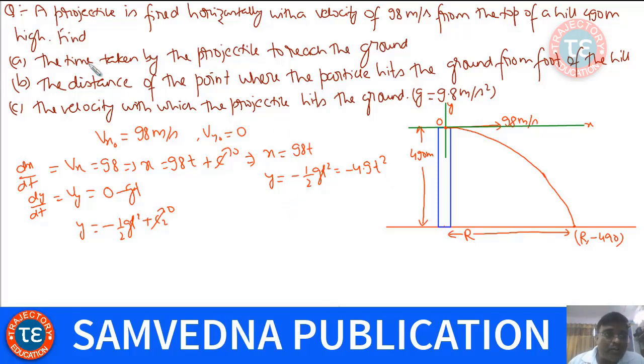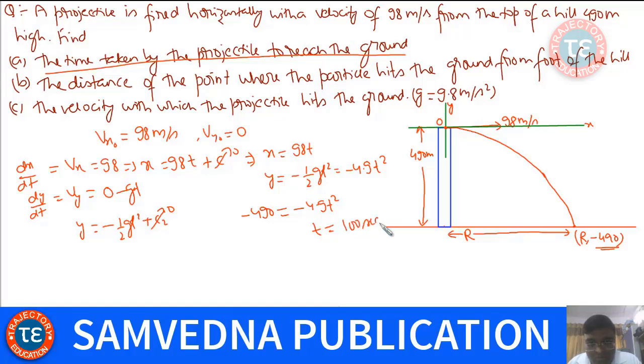Okay. So the question says, what is the time taken by the projectile to reach the ground? So the ground here is, what's the y coordinate? Minus 490. So let's find out the time taken so that y becomes minus 490. This is 4.9 into t square. So t square is 490 upon 4.9, that is 100 second.